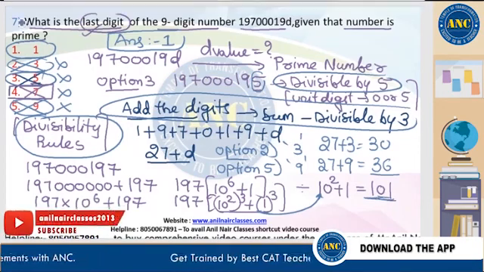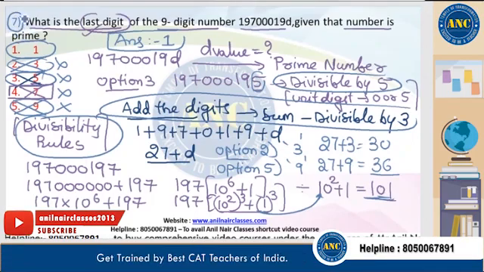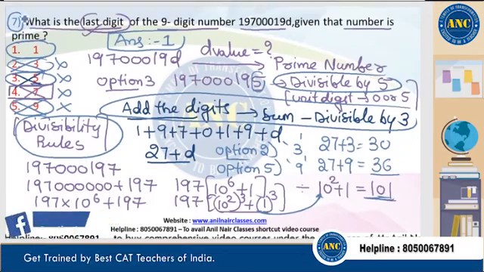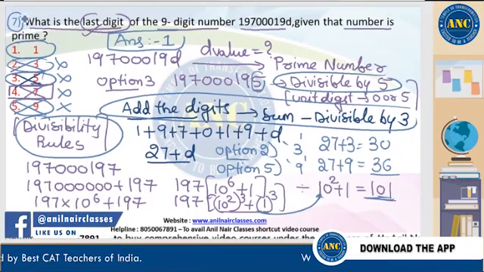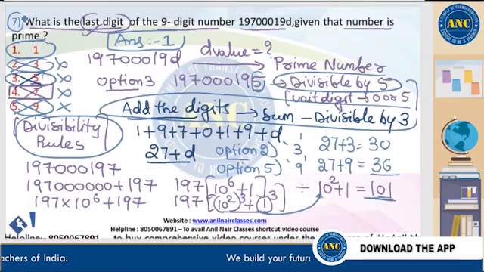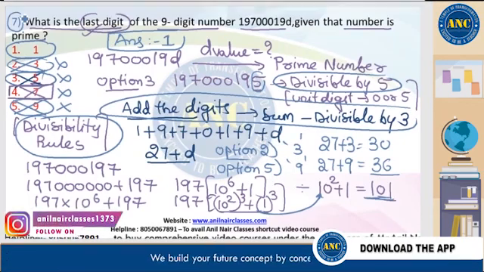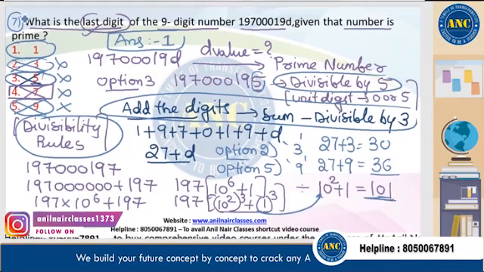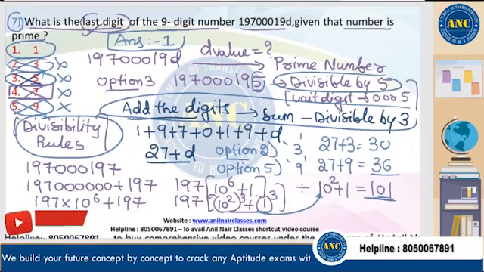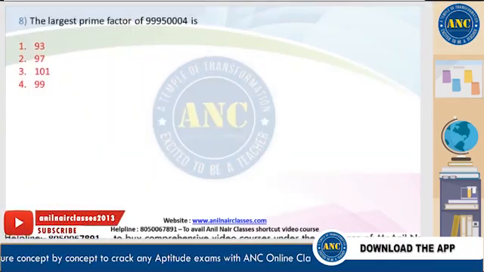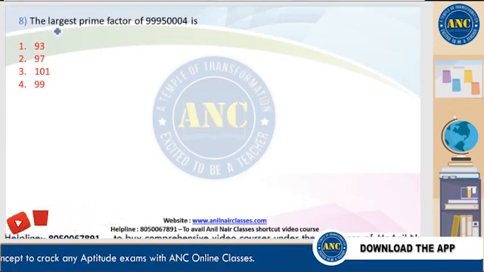7th question, especially the students who are not comfortable in maths, who are at a beginner level in the aptitude vertical, kindly listen a second time. 7th question. 8th question. Please write down the 8th one. Another quality question. Largest prime factor.